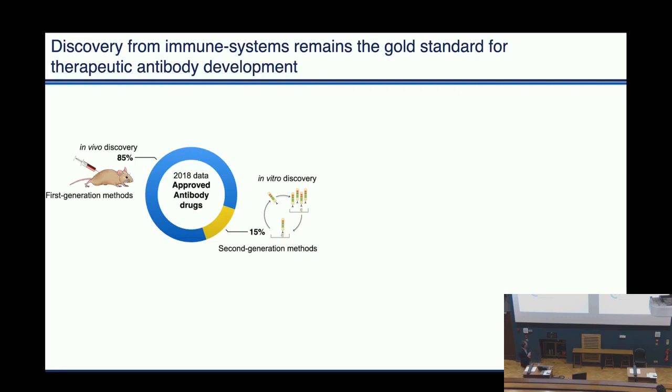Okay. So the next story I want to share with you starts with a consideration. And the consideration is that the discovery from animal immune system or from patients remains today the gold standard for therapeutic antibody development. So this is data that shows that only 15% of the clinically approved antibodies come from in vitro, and actually this percentage has become even lower since, because a lot of these animal models have now been introduced with a fully human immune system and things like that.